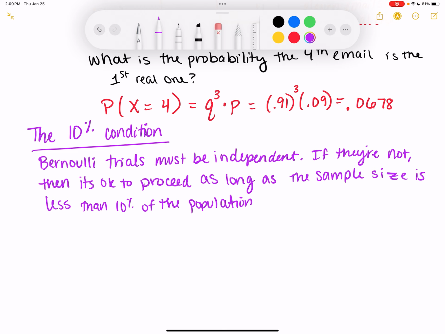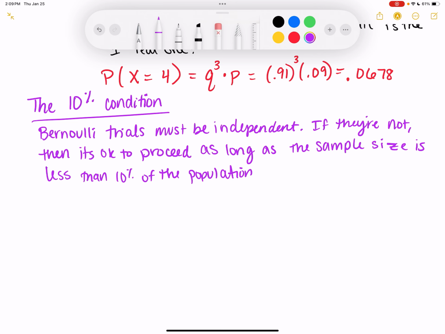For the purpose of pretty much everything we do, it will meet the 10% condition. So a lot of times what we end up writing is we'll say independent / 10% condition, because it has to meet one of those two things, and for the sake of our book, it's pretty much always going to be that way unless it specifies otherwise. Anyways.